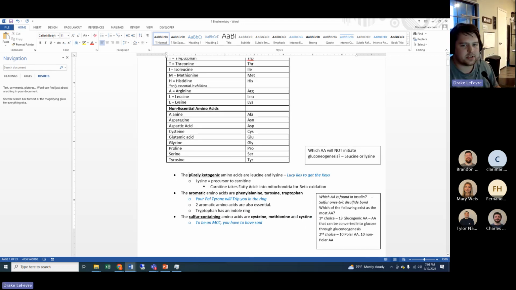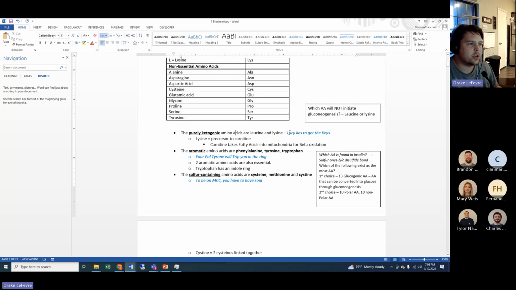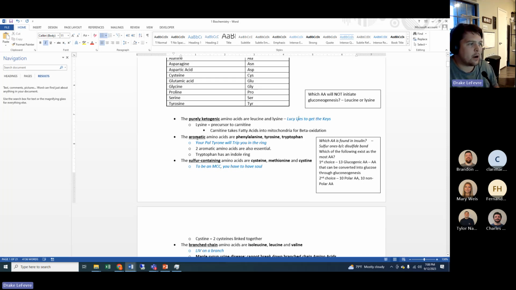And then there are the different amino acid groups, like the ketogenic ones. You have mnemonics: Lucy lies to get the keys. Lucy lies: leucine, Lucy; lysine, lies; keys, ketogenic. The aromatic ones are the ring structures. So the ring structure amino acids are phenylalanine, tyrosine, tryptophan. Your pal Tyrone will trip you in the ring.